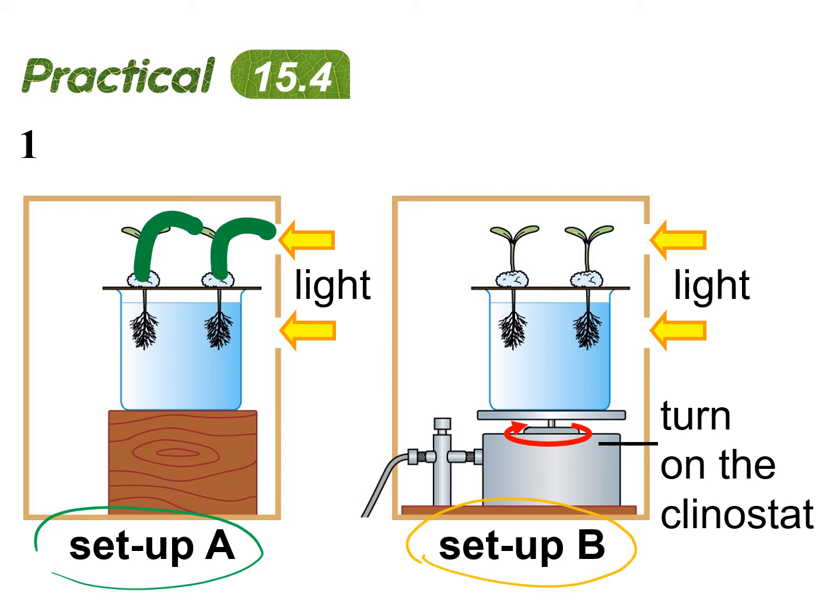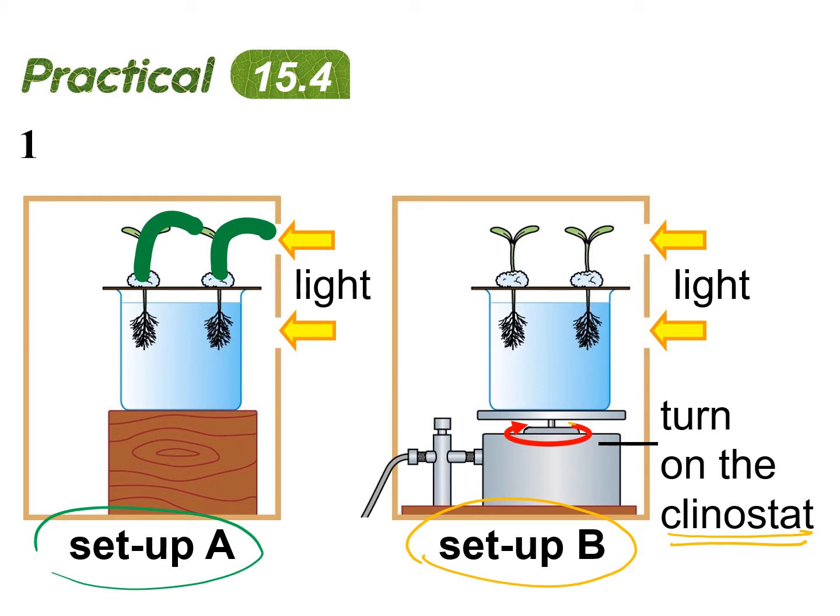In setup B, we use two plants again, but this time, we put them in a black box, and under the beaker, we can see a clinostat. A clinostat is a device which helps to rotate the plant in 360 degrees, 旋转.